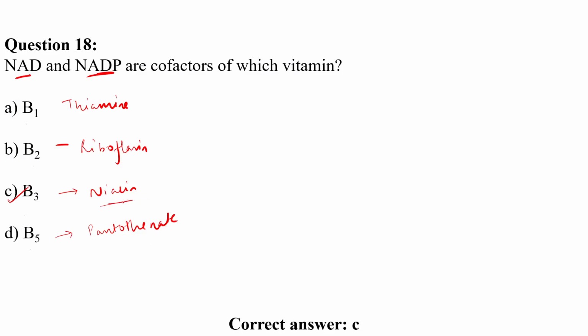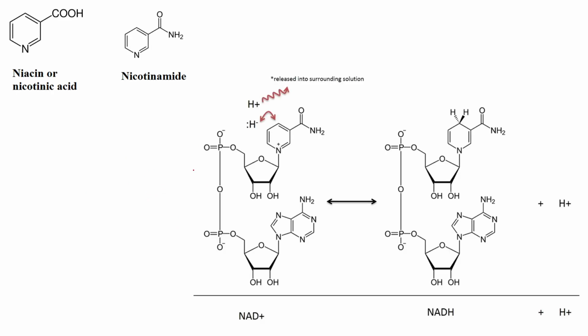Niacin is the precursor of NAD and NADP. So this is very similar to riboflavin. Like riboflavin was converted into flavin adenine dinucleotide, similarly niacin, also known as nicotine, is converted into nicotinamide adenine dinucleotide. So this is very similar to riboflavin. The reaction that it catalyzes is also a redox reaction.